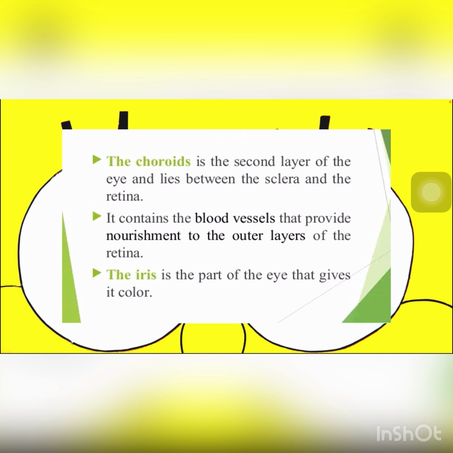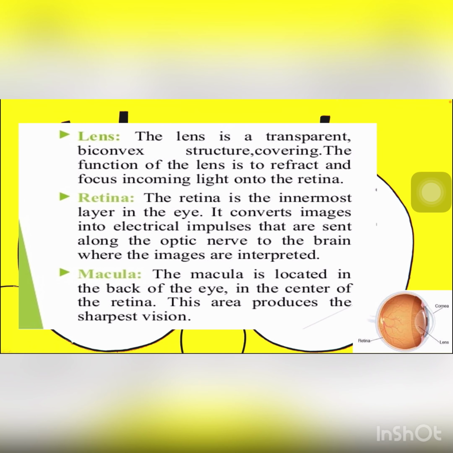The choroid. It is the second layer of the eye and lies between sclera and retina. It contains the blood vessels that provide nourishment to the outer layer of the retina. Iris. It is the part of the eye that gives it color. Lens. Lens is a transparent biconvex structure. The function of the lens is to refract and focus incoming light onto the retina. Retina. It is the innermost layer in the eye. It converts images into electrical impulses that are sent along the optic nerve to the brain where the images are interpreted. Macula. It is located in the back of the eye in the center of the retina. This area produces sharpest vision.